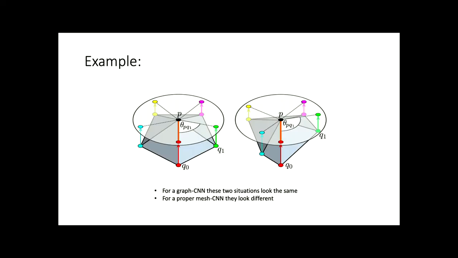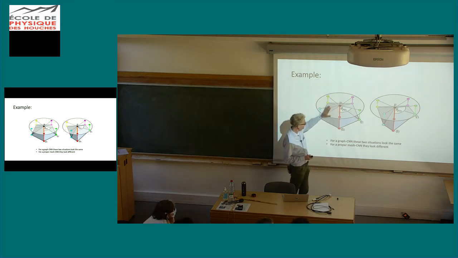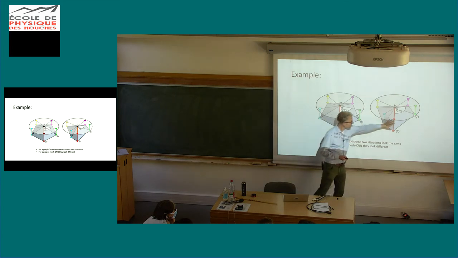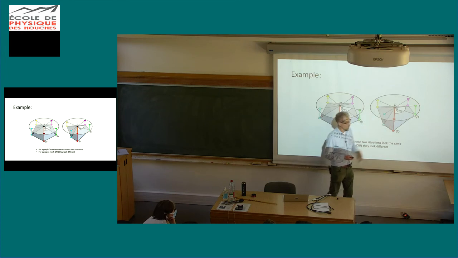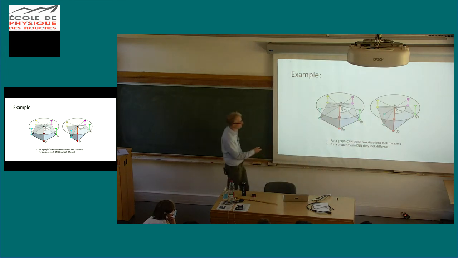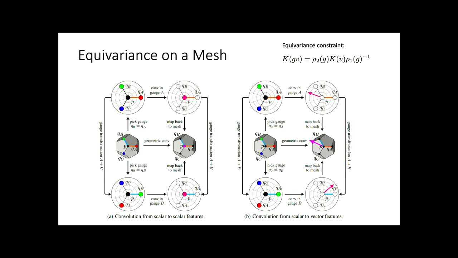Okay, so how are we going to do this? Well, let's take some kind of meshed part of an object, and we want to send messages from these nodes to the central node, like in a graph neural net. But we want to do it in a way such that this situation and this situation are different, because these are two different geometries, right? They look different, basically this angle is different from this angle. So we want a procedure that recognizes that these two situations are actually different, and that's what we're going to try to do.